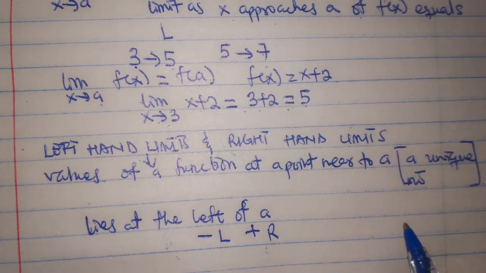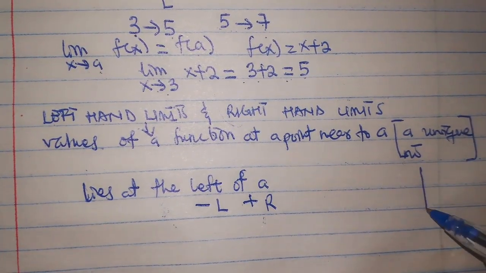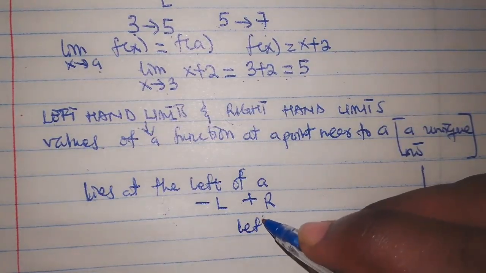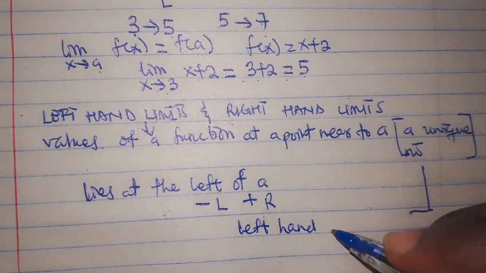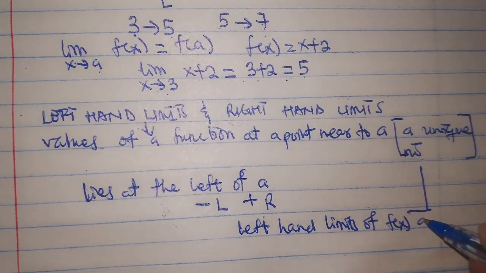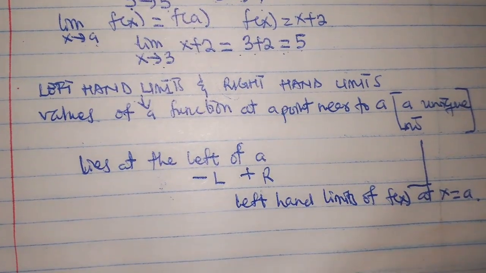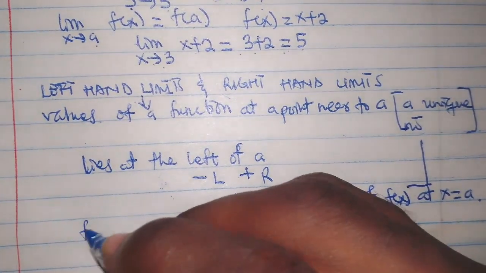So we are saying that this unique number is called the left hand limit of f of x at x equals a. Okay, now this is how it is represented.